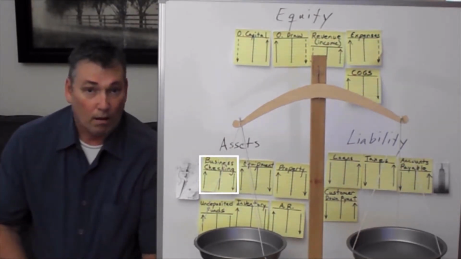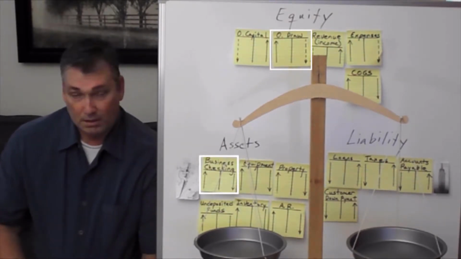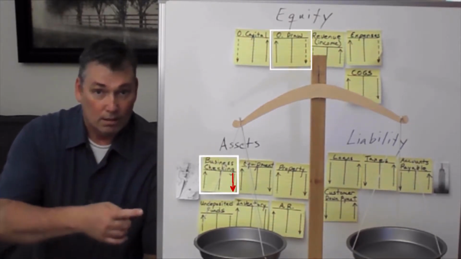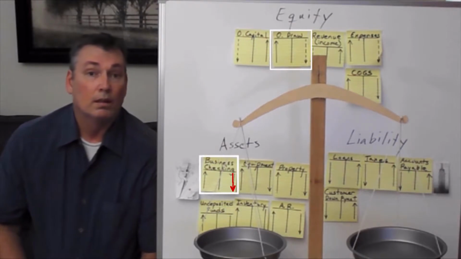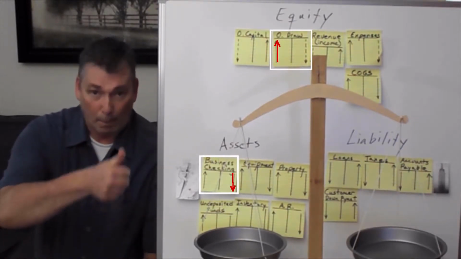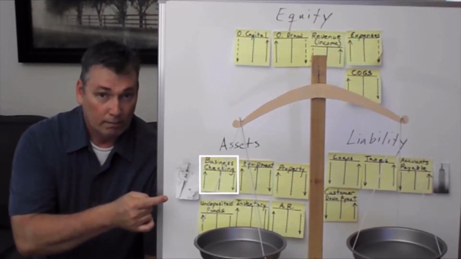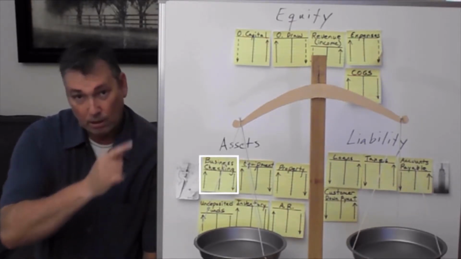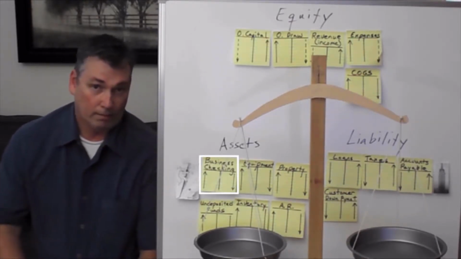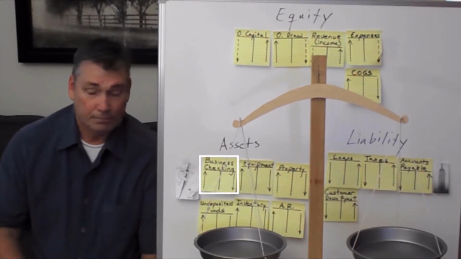What about the owner's draw? Well, the right side of the business checking is going down. So the left side of the owner's draw is going up. And that's how you remember. So you use the business checking to deduce the arrows up there in equity. And that's how you remember it.